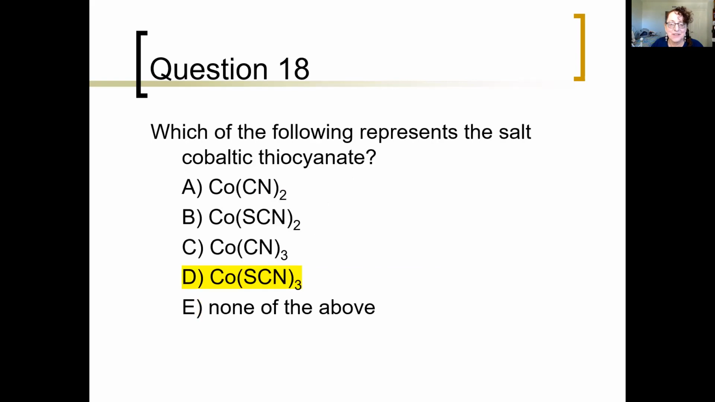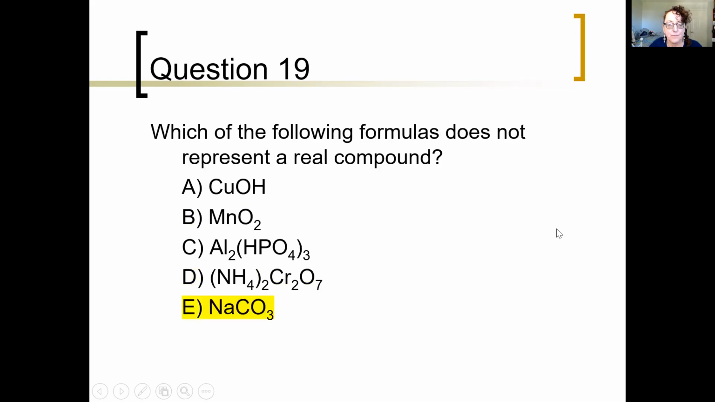So we just have to know the names. We're not going to use the ic ending. We would just say cobalt 3 thiocyanate. Okay, so that should be Na2CO3. So yeah, that's wrong.